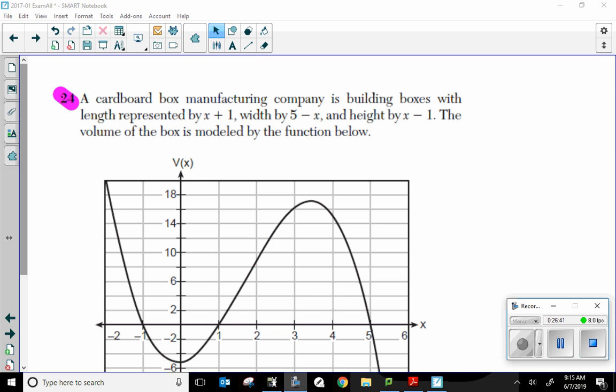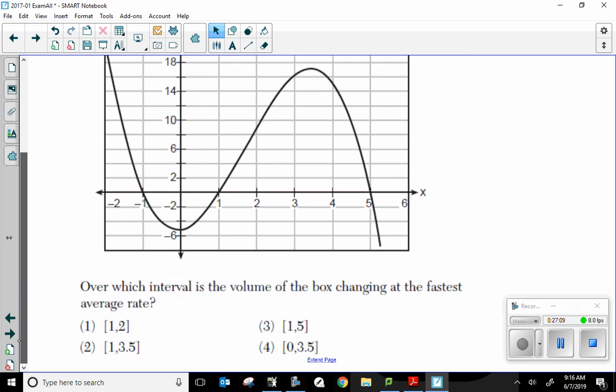Our final problem, number 24. Again, I put this under miscellaneous, but I guess it could be under algebra too, as it deals with slope. Let's read the problem. A cardboard box manufacturing company is building boxes with length represented by x plus 1, width by 5 minus x, and height by x minus 1. The volume of the box is modeled by the function below. Let's take a look at what we got here.